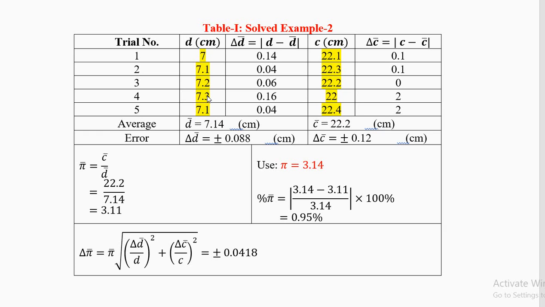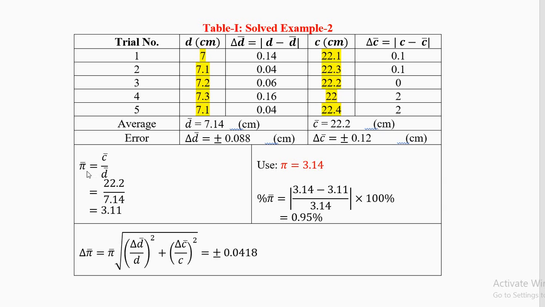You take the 5 circumference measurements and again calculate the average. You'll get 22.2. Then you calculate delta d bar, the average deviation, and you will get plus or minus 0.088 centimeters for delta d bar. Do the same calculation and you'll get delta c bar equal to plus or minus 0.12.